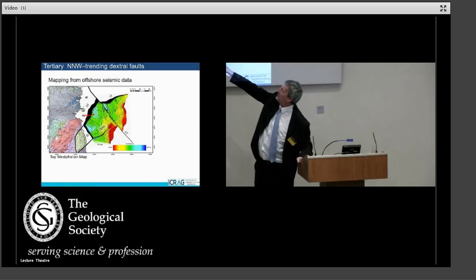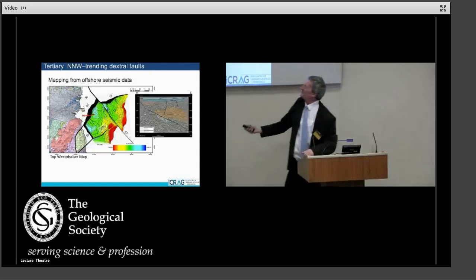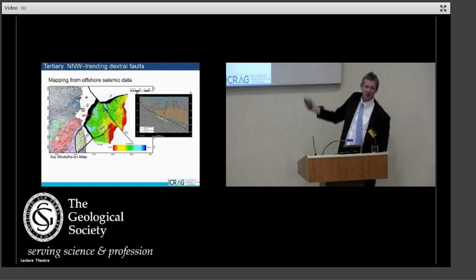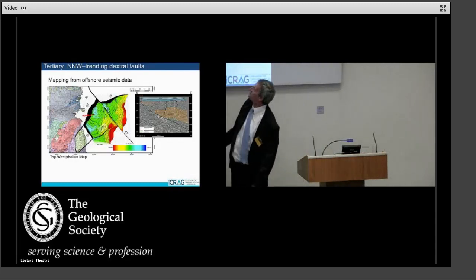And those faults here, who would have thought that a cross section... I lived there, and I came back 20 years later and still live there. And this cross section shows a huge normal fault. These are fantastic structures. Green is down, red is up.